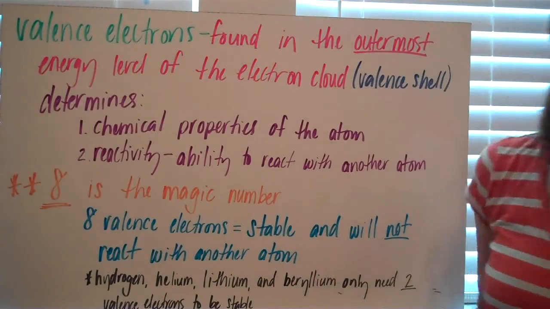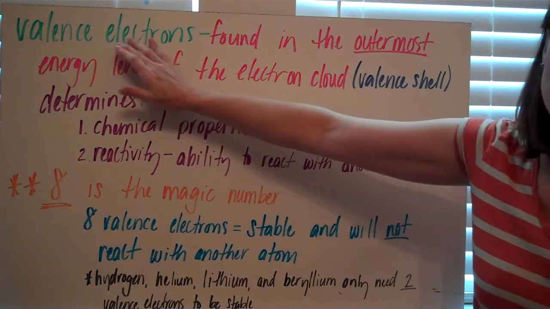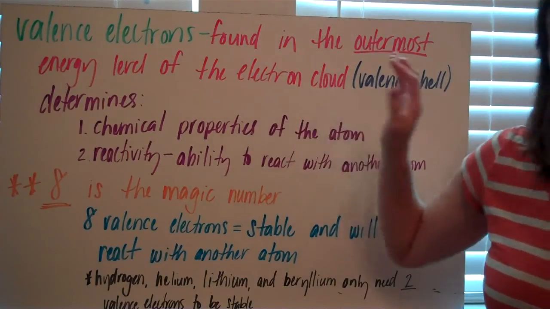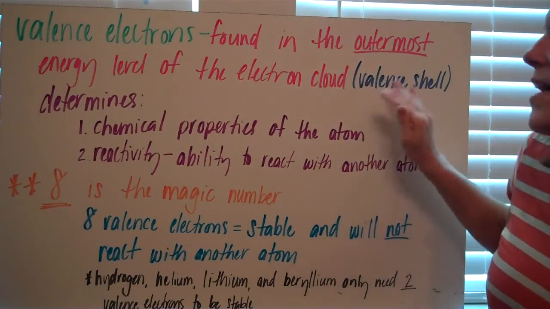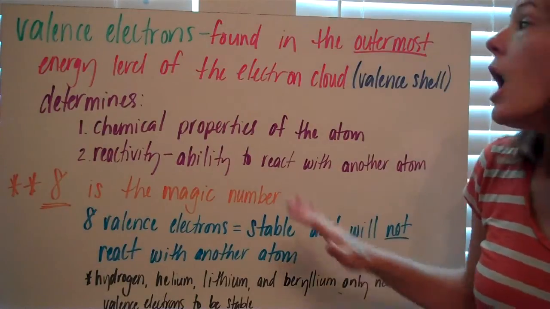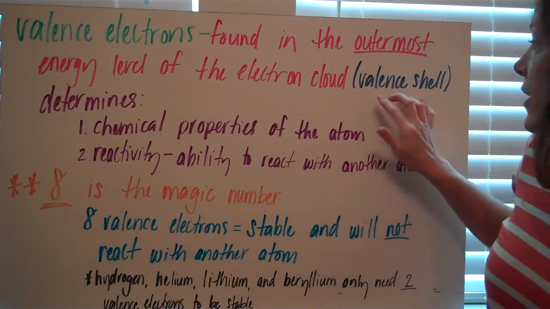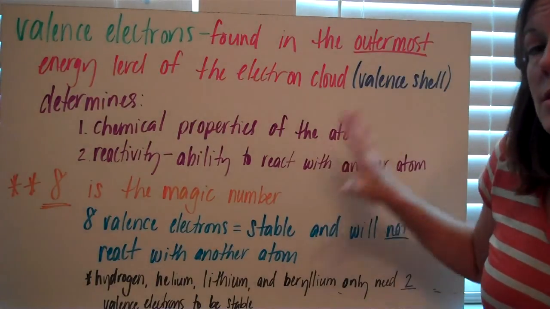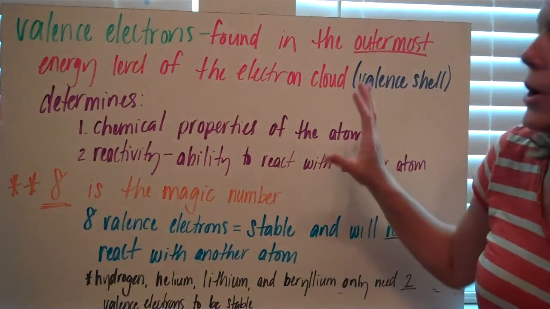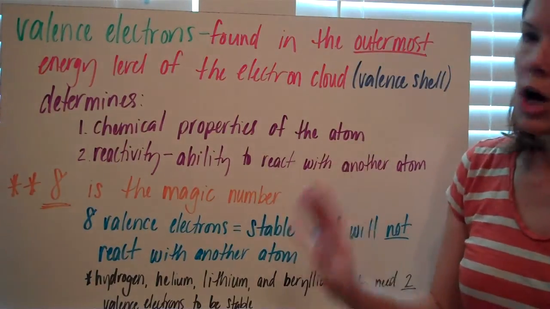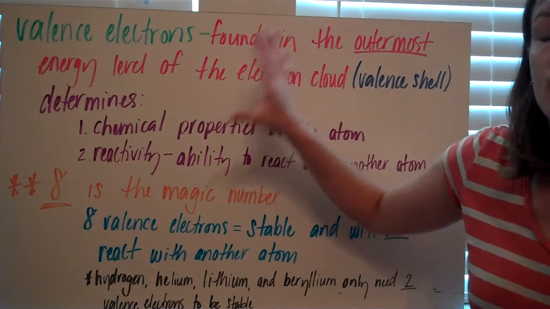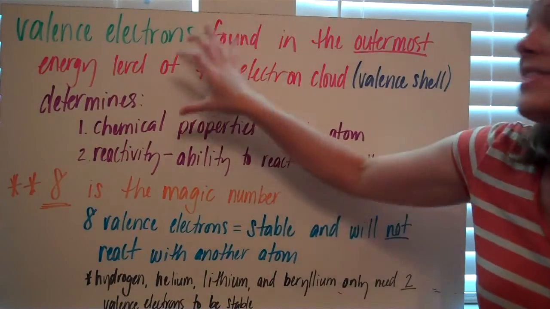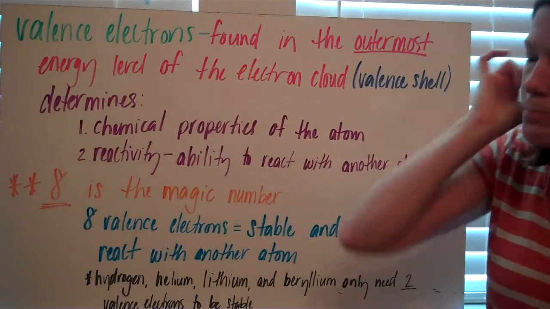And the last thing about atoms is that there is something called valence electrons. Valence electrons are very important because they are the electrons that are found in the outermost energy level of the electron cloud. And we call this the valence shell. These electrons are the only ones that are involved in bonding. So all of the other electrons in an atom are just there. But the valence electrons are the ones that are really important because anytime an atom reacts with another atom, these are the things that are actually reacting.